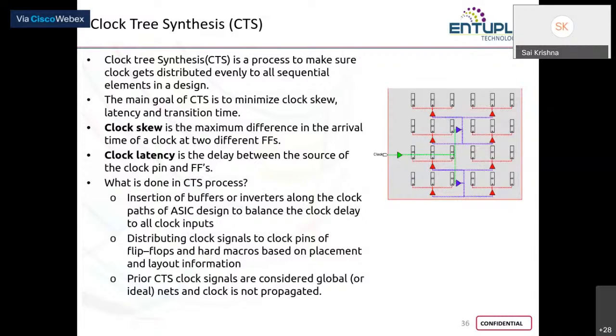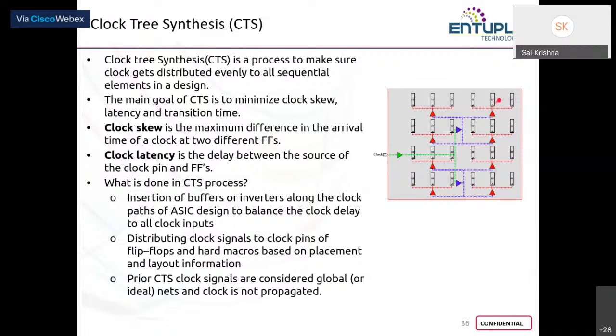Okay, so that means starting from your clock source pin, the point where your clock starts, the input pin is your source. So starting with your clock source pin, your clock signal must be propagated to each and every sequential cell or flip-flop which is scattered across your core area. So just imagine that there is a flip-flop very close to your clock input pin, and there is another flip-flop which is very far away.